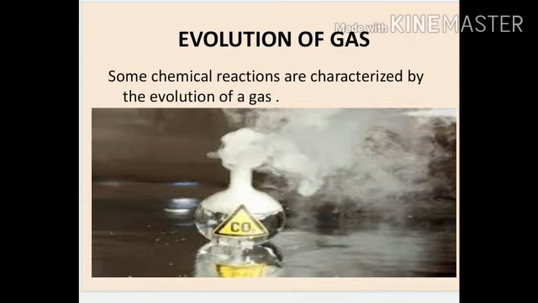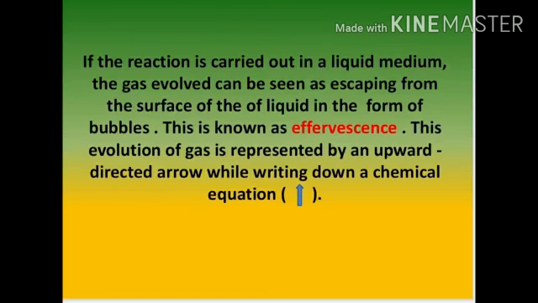Today we are going to learn the first characteristic of a chemical reaction, that is evolution of gas. Evolution of gas is easily observed in those reactions which are carried out in liquid medium. The gas evolved can be seen as escaping from the surface of the liquid in the form of bubbles. This is known as effervescence. This evolution of gas is represented by an upward directed arrow while writing down a chemical equation.